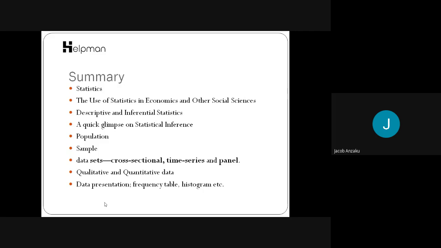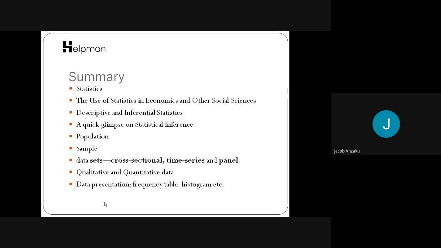Then we also talked about qualitative and quantitative data. We say that qualitative data is data that cannot be naturally measured using a numerical scale, whereas quantitative data are data that can be measured using a numerical scale.